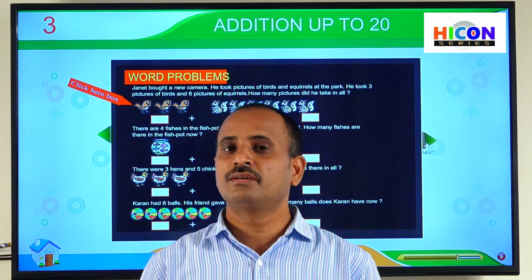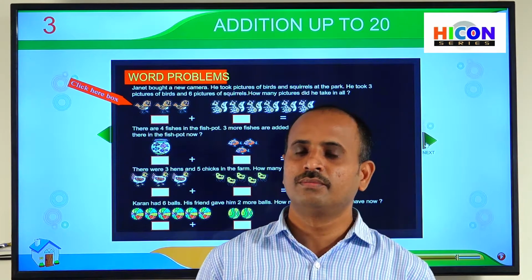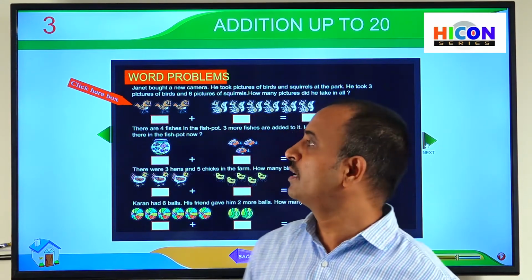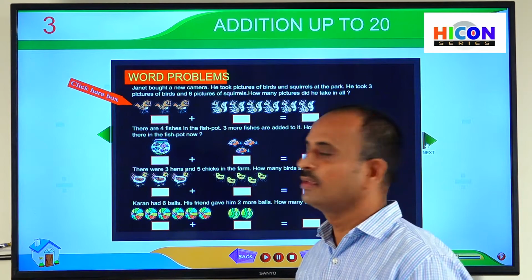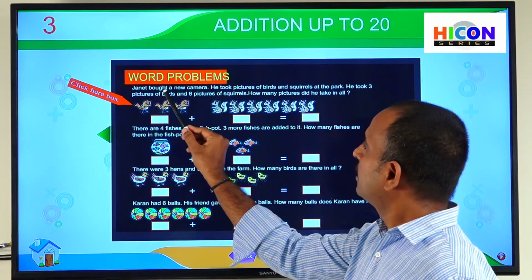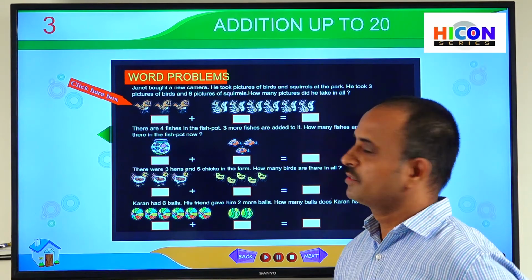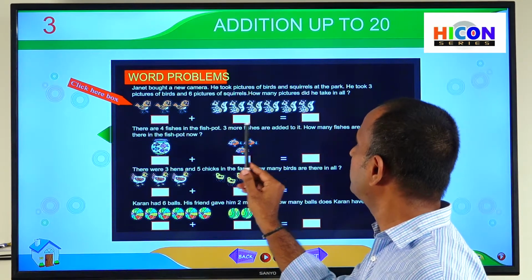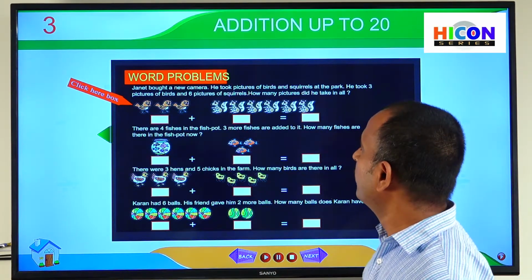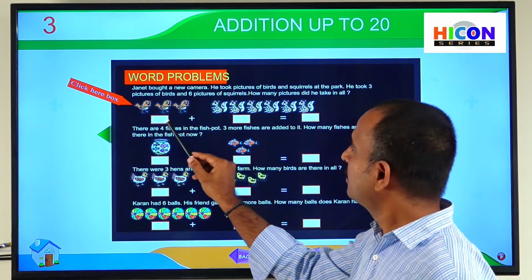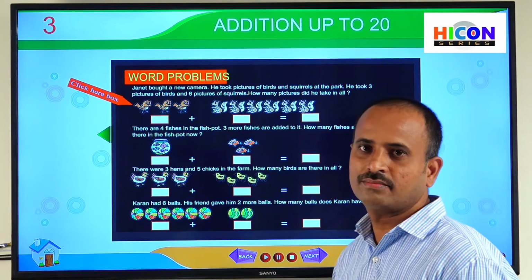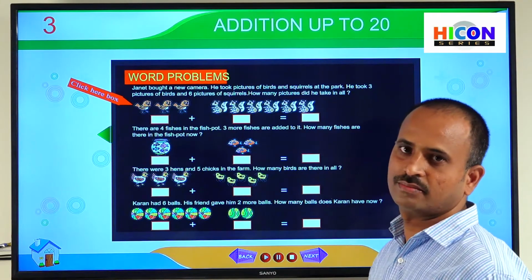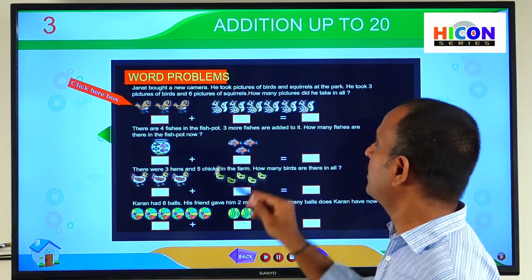Now the last topic is word problems. So how to practice word problems. So especially the word problems are on addition. So see the screen. So there are some word problems on this screen. So there are 4 word problems given. So let us see how to do these word problems. So in each problem they have given some pictures and animals, and we have to count the animals or pictures and write their number in the box provided. And after getting the numbers, we have to add and write the sum in this box. So these are the sum problems. Let us practice one by one.